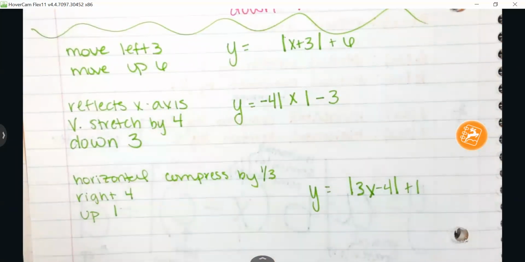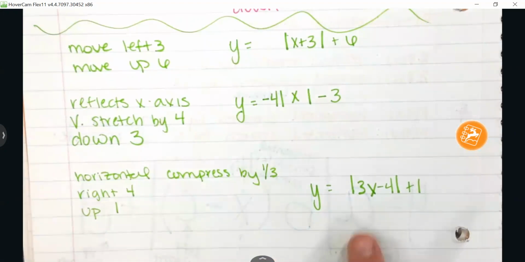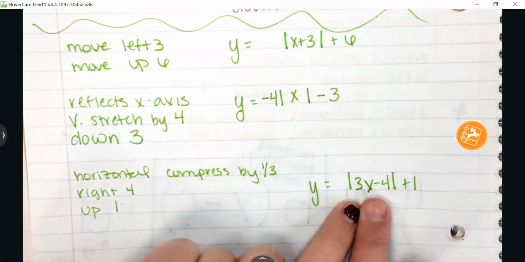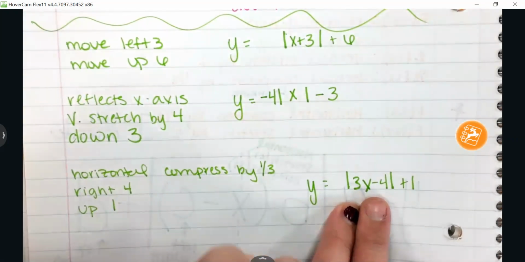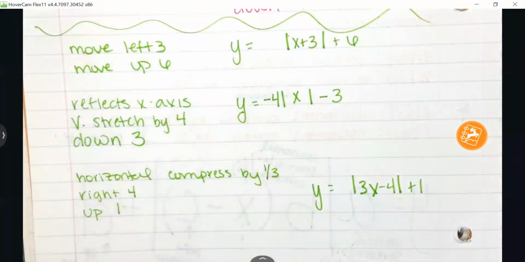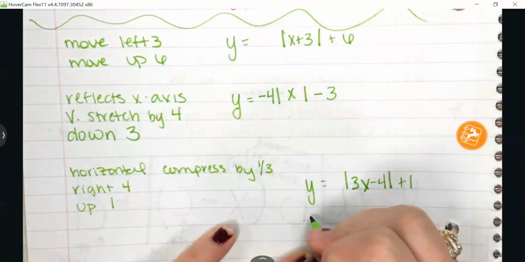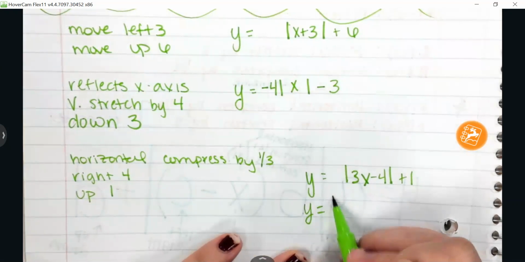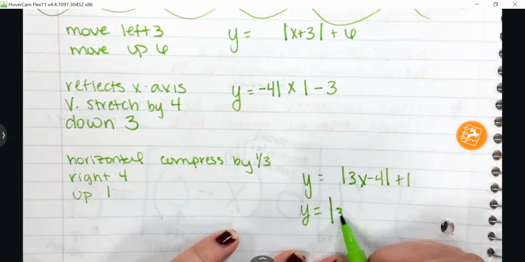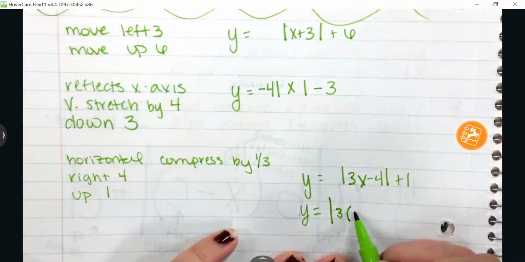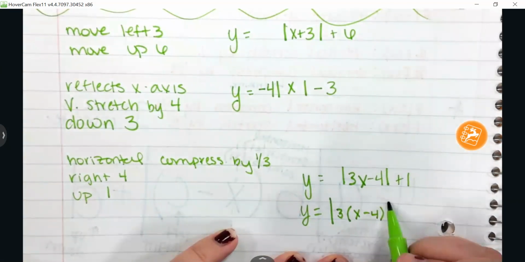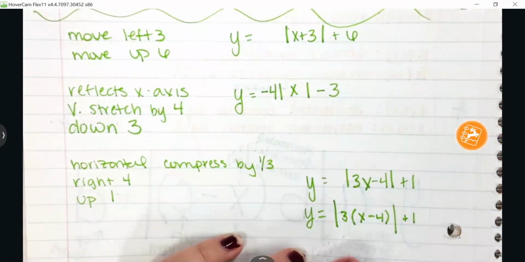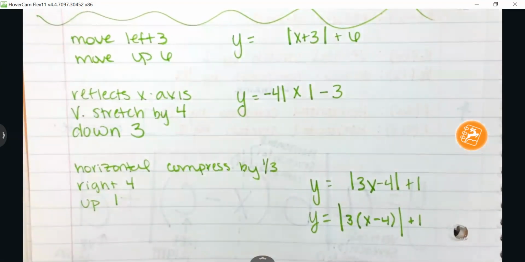Here's why. Nothing can touch your letter X. This 3 cannot touch that letter X. How can we separate things in math? By putting what? Parentheses. So the correct way to write this would say y equals the absolute value, 3 parentheses x minus 4 plus 1. Nothing can touch your letter X. Okay.